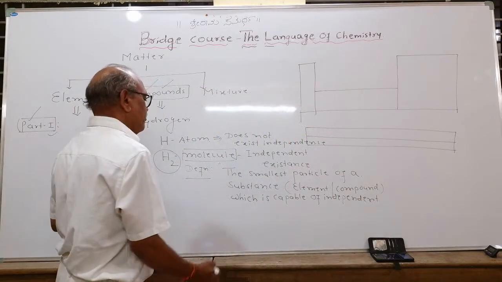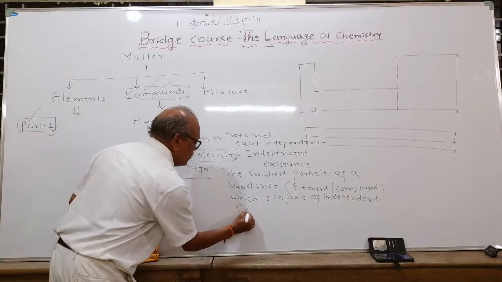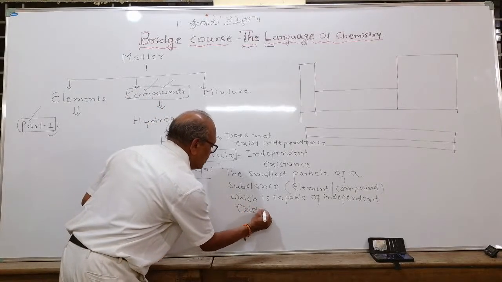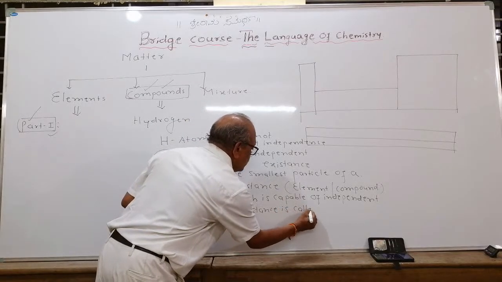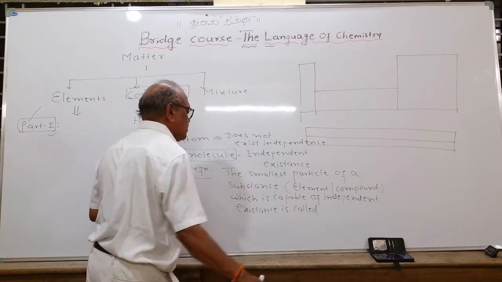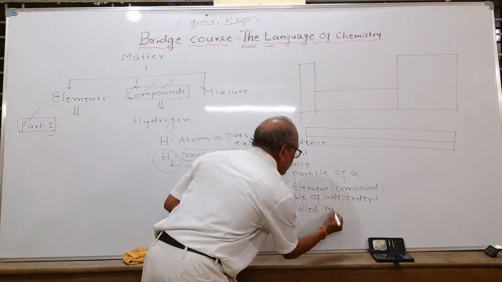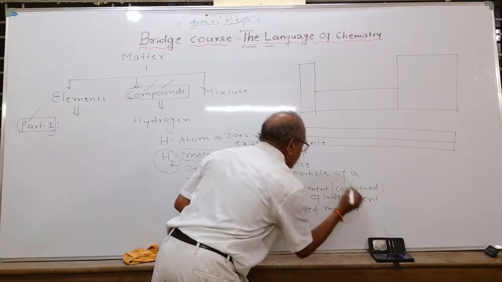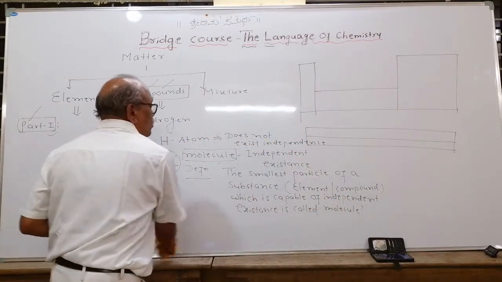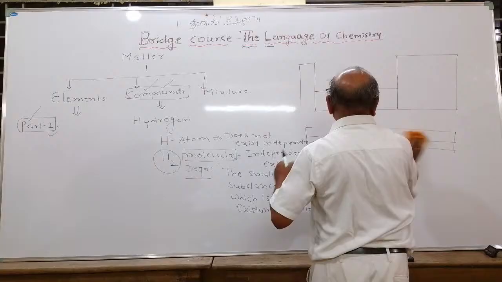Which is capable of independent existence. Which is capable of independent existence is called molecule. Very important. Molecule. See, these molecules are capable of independent existence.